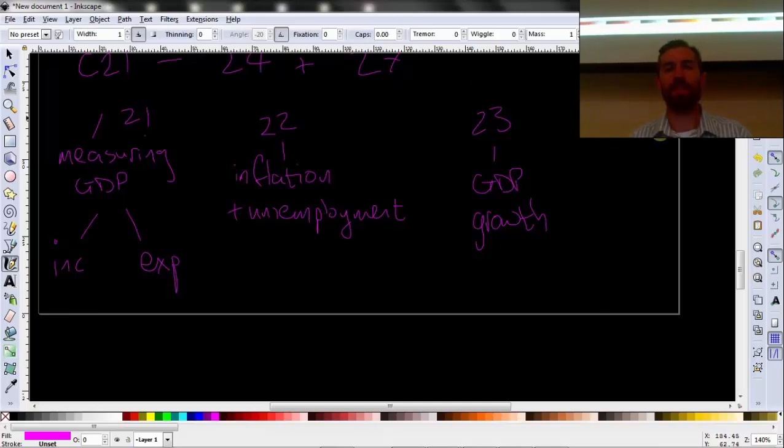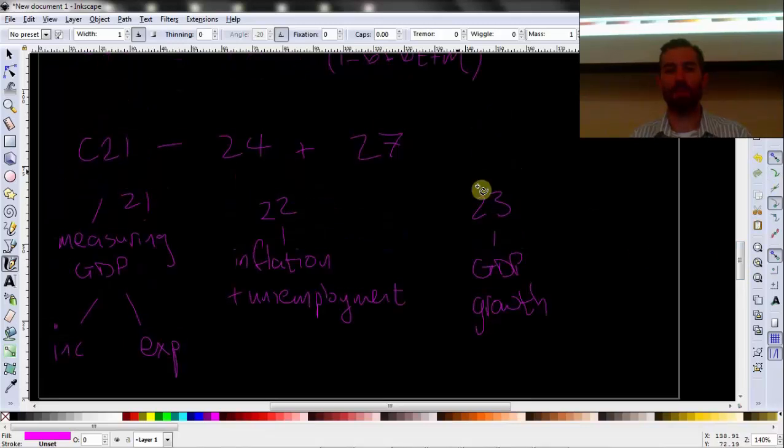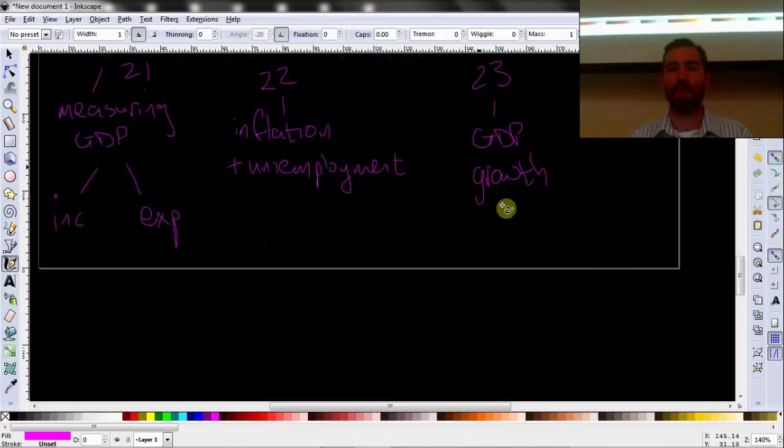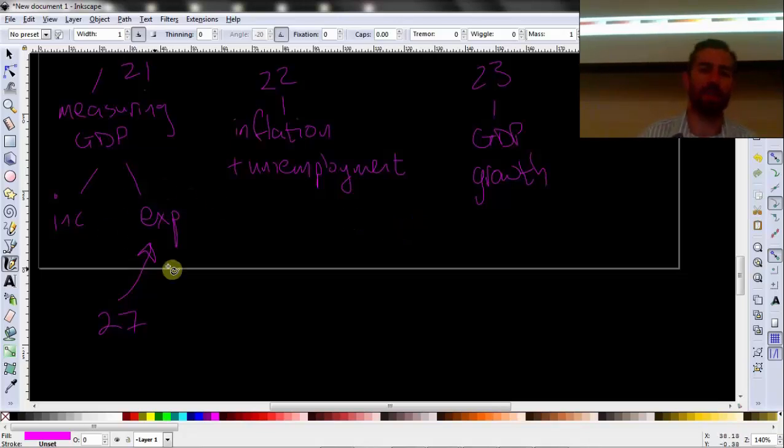But what we've seen in chapter 27 is that when we're looking at GDP, chapter 27 was really a focus on GDP in terms of the expenditure approach. So from now on, if we're talking about GDP growth or change in GDP over time or measuring GDP generally, our focus is on the expenditure approach. And that's what chapter 27 was looking at.